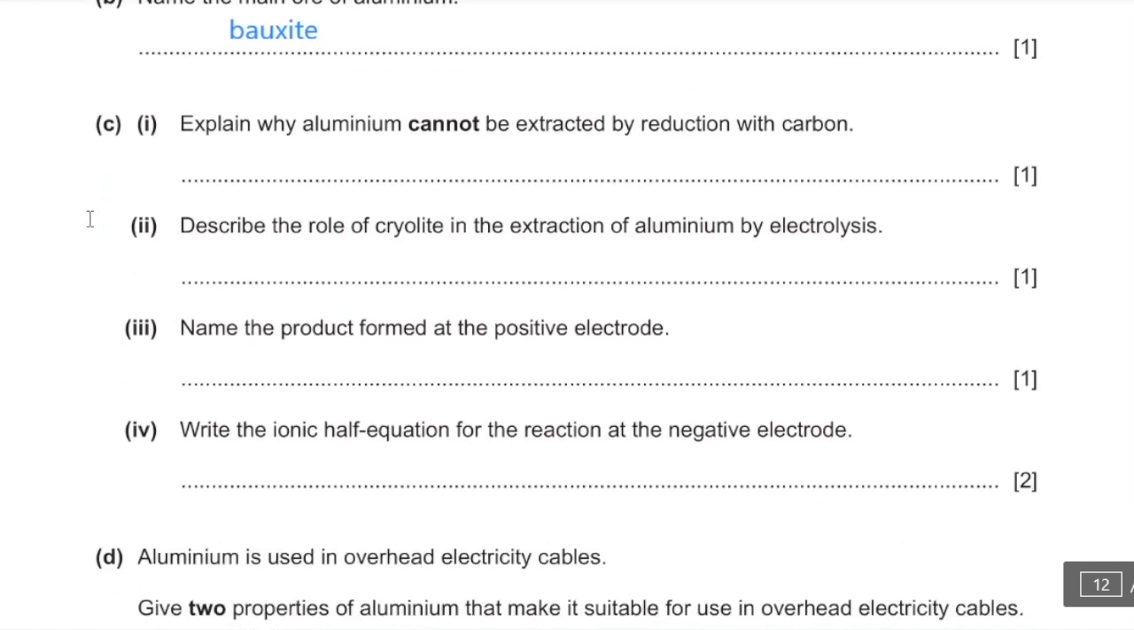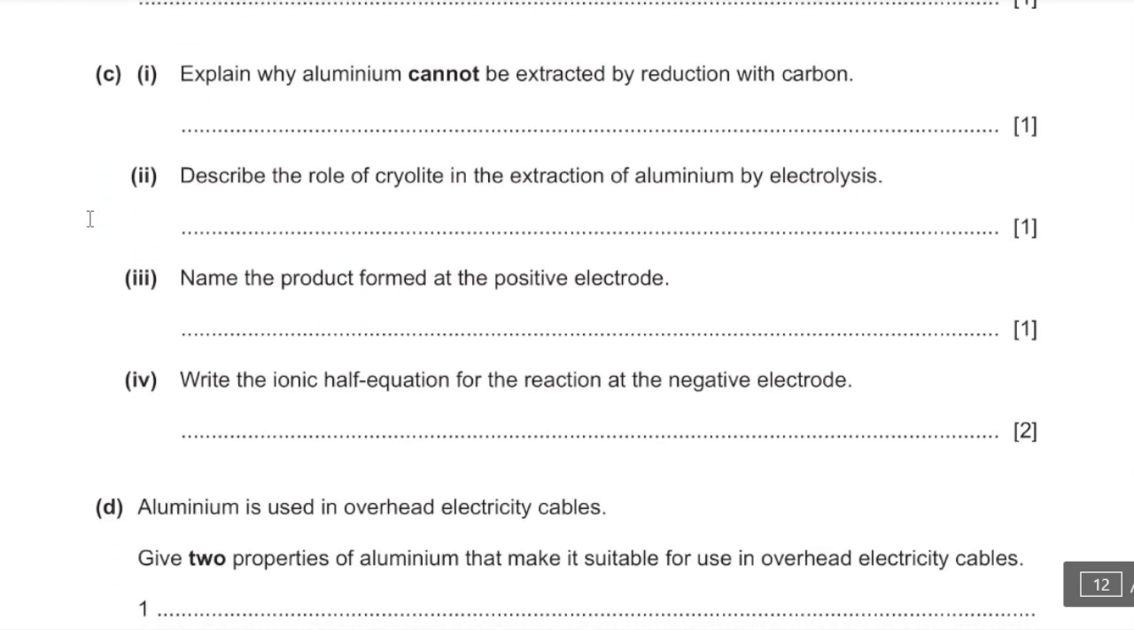C1. Explain why aluminium cannot be extracted by reduction with carbon. So for any element to be obtained by reduction reaction with carbon, it has to be less reactive than carbon so that it can displace this element. But since aluminium is not less reactive, in fact it is more reactive than carbon, it cannot be displaced or reduced by carbon.